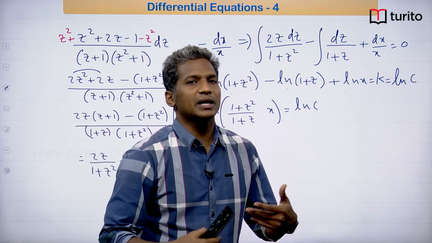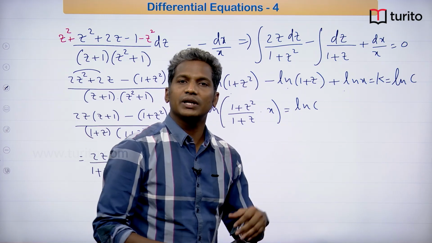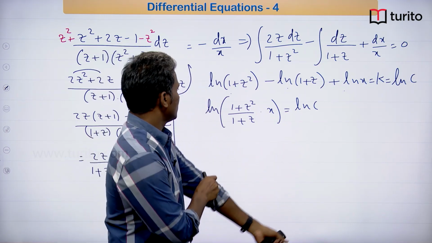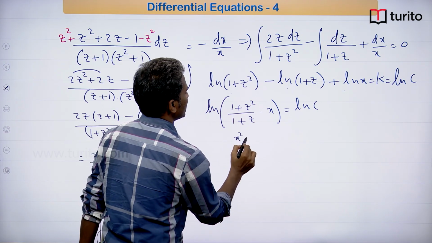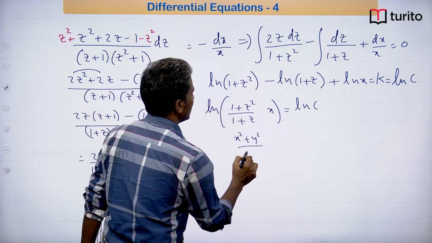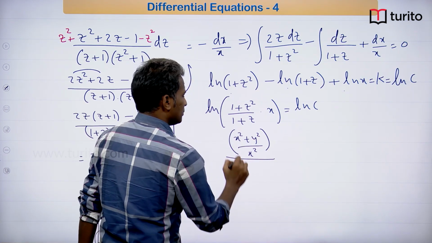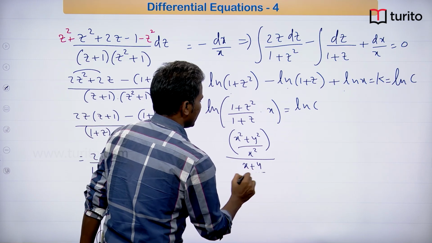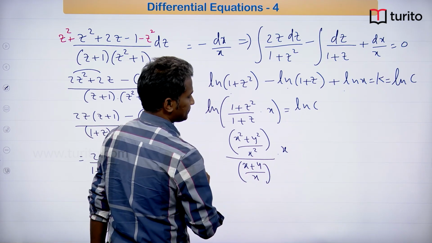That way we can actually skip 1 or 2 steps and move on to the next stage. That way we can save time also, okay. So here when I put y by x here, what do I get? I get (x square plus y square) by x square, right? This is the numerator. And when I put y by x here, I will get (x plus y) by x. This is the denominator. There is one x here, okay.